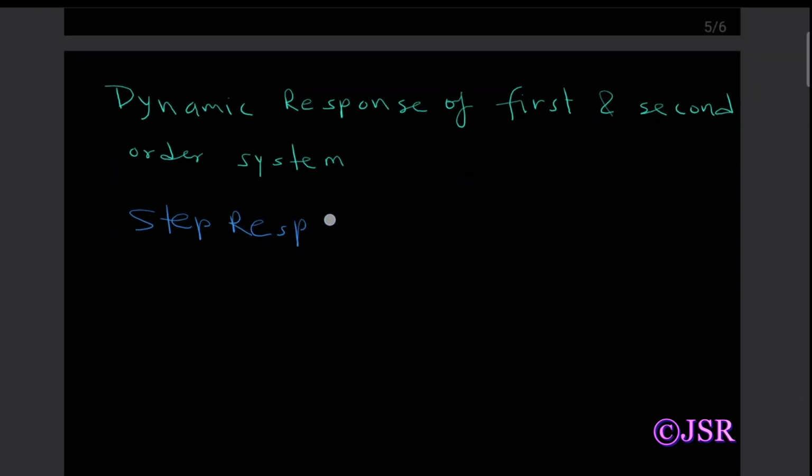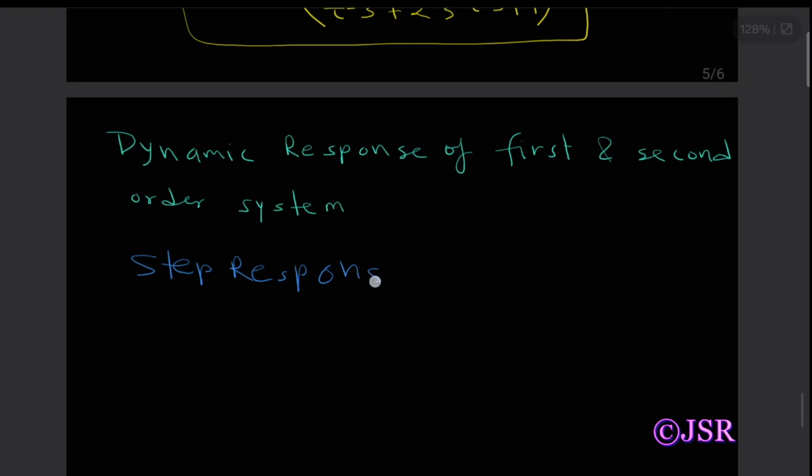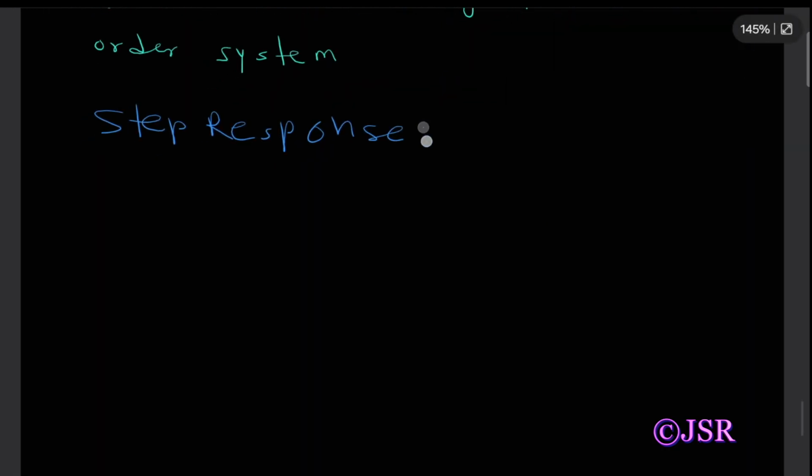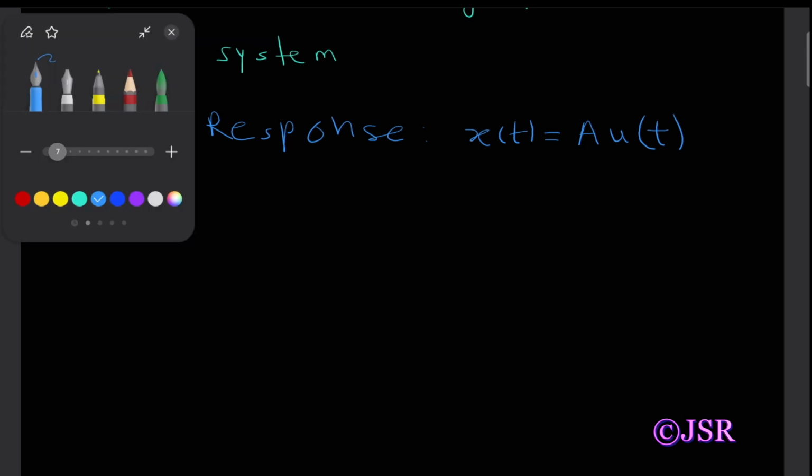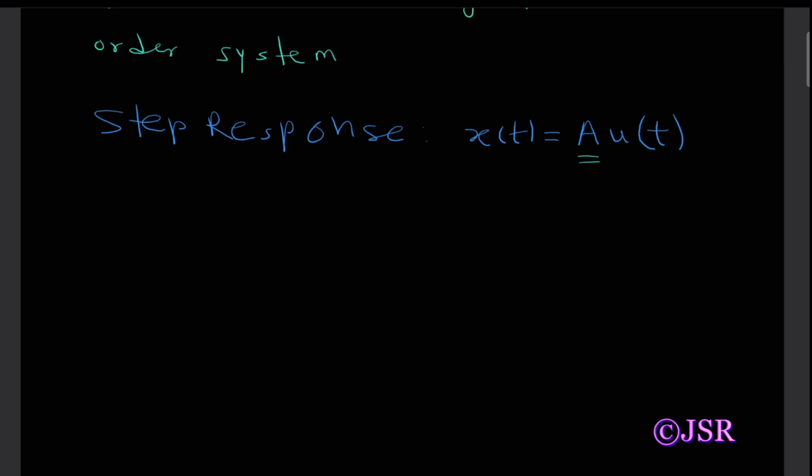So for step response, small x of t can be given as a u of t. So let's assume that we have provided a step input of magnitude a to the system. So here we have a process which is described by a transfer function g of s, and here we have input x of s and output y of s.